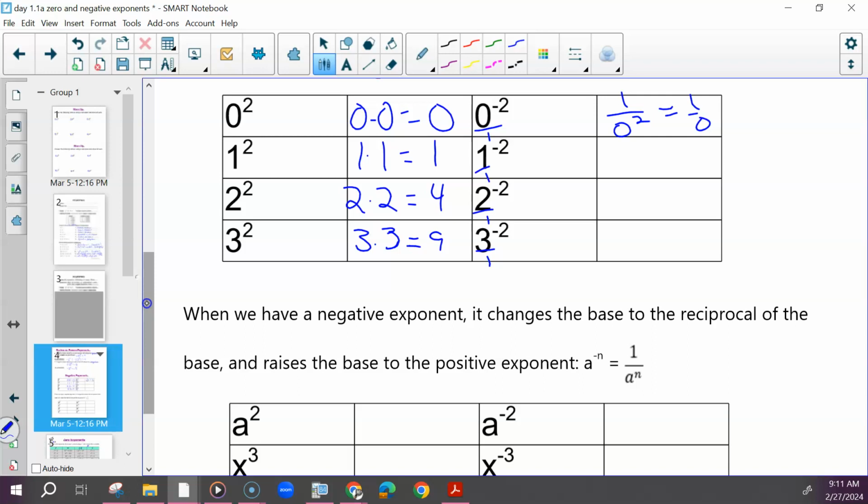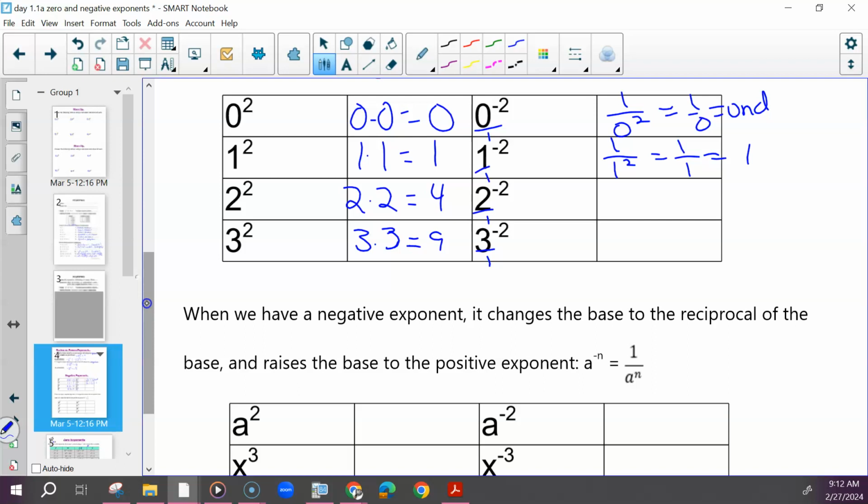Not 0. Not 1. But undefined. So this one's a special case. And then let's say we did the same thing for this one. Flip this. We have 1 over 1 squared. We know 1 squared is 1. And 1 over 1 is 1. So these two are special cases when it comes to negative exponents. Everything else will work out.